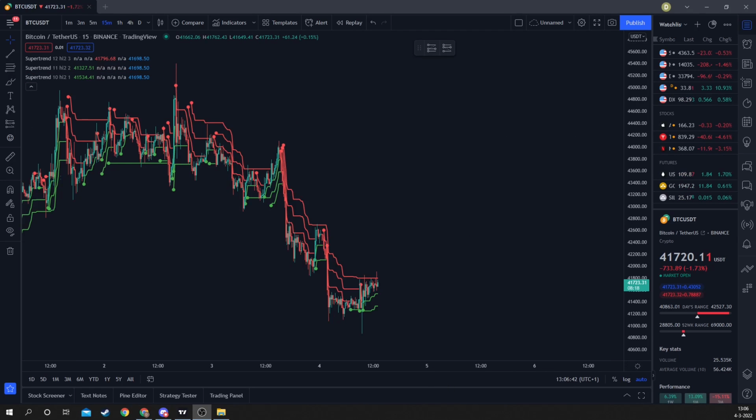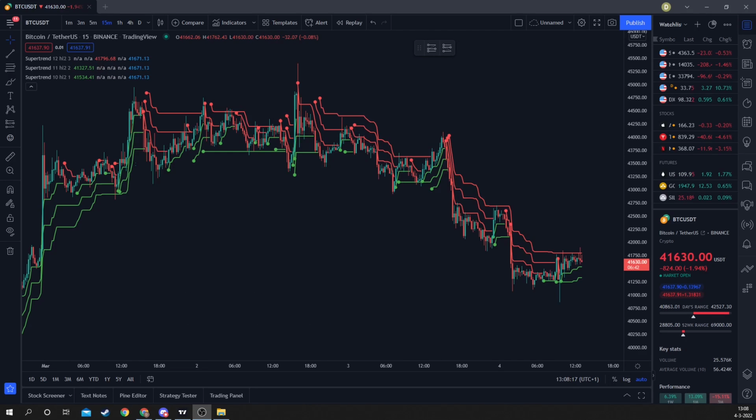Guys, don't worry if it went a bit too quick. Just check on the left side at the Supertrend indicators if the numbers of the settings are correct. If so, you're going to see 12, 11, 10, and beside that, 3, 2, 1. If you see this, you have the settings correct.